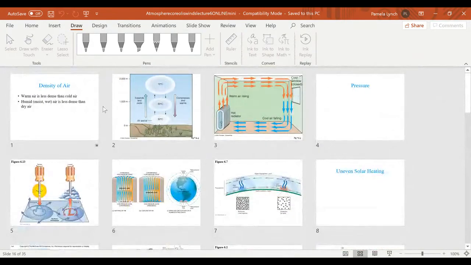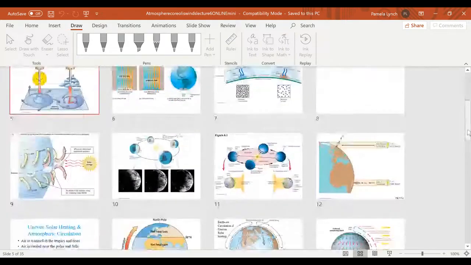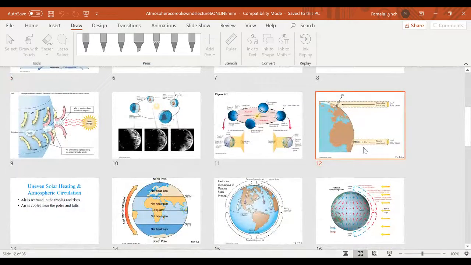Okay. We went over the density of air. We talked about warm air rising and cold air falling based on density. We went over the pressure of air. Warm air is low pressure. Cold air is high pressure. Warm air rises and cold air falls because of it. We then talked about uneven solar heating.